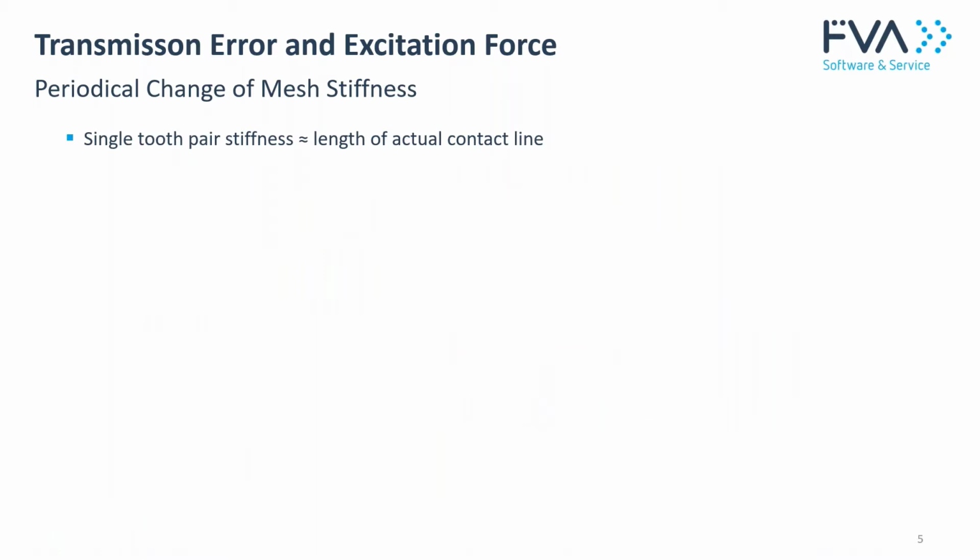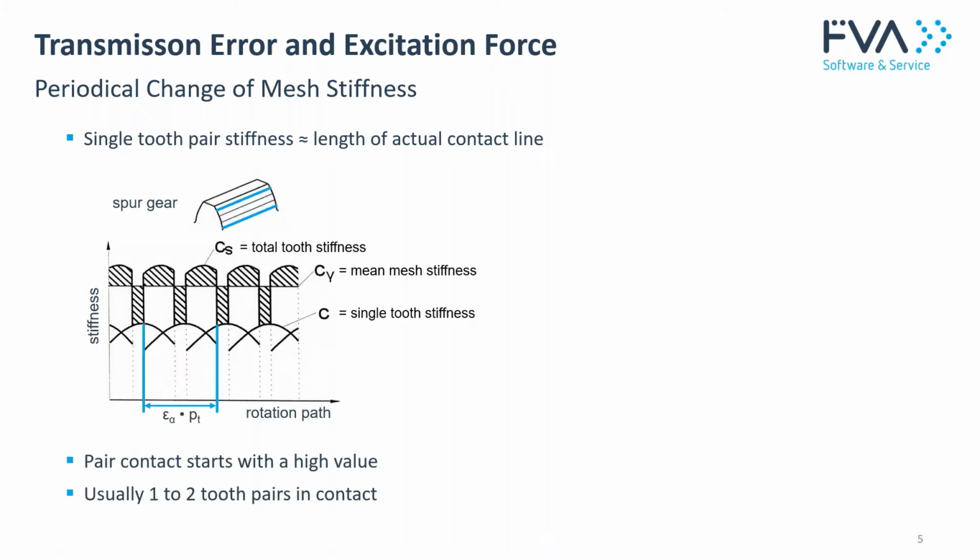The periodical change of the mesh stiffness is caused by the change of the single tooth pair stiffness, and this is similar to the length of the actual contact lines. But it's not identical, because it makes a difference whether the contact line is on top of the gear or on the bottom. Then the stiffness is a little bit different.